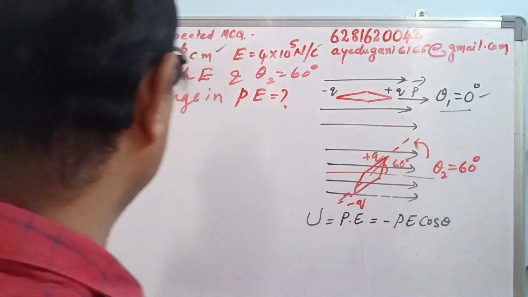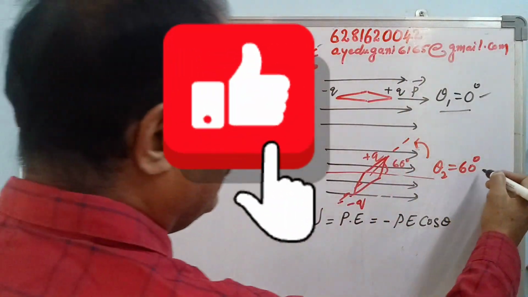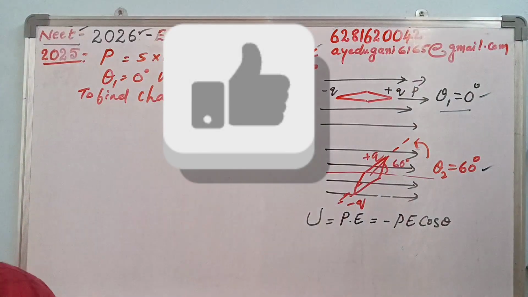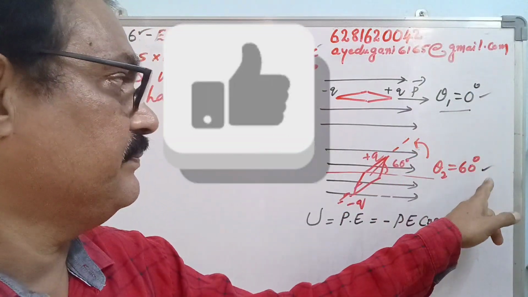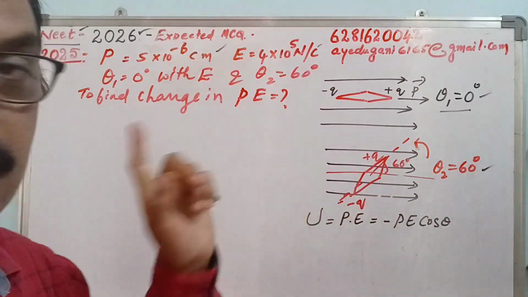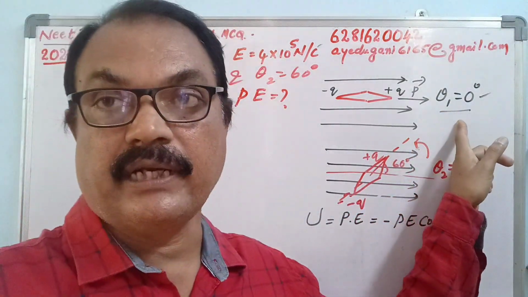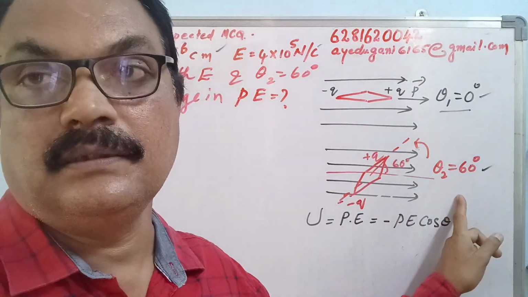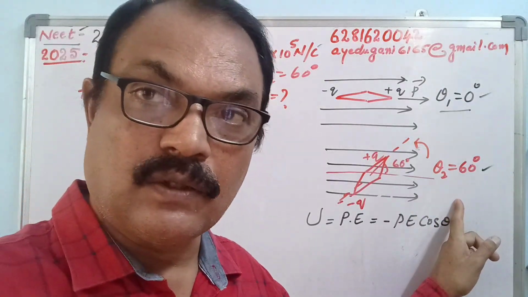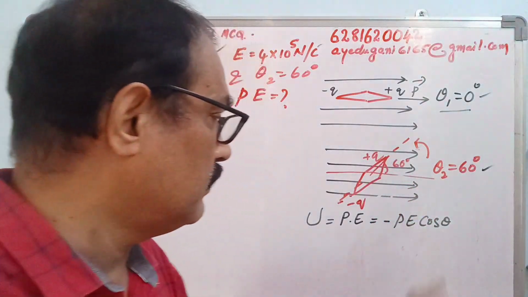Then it is rotated through an angle of 60 degrees, from 0 to 60. What happens? Its potential energy will change. Initial potential energy is with theta 1, and final potential energy is with theta 2. Like that you have to take.